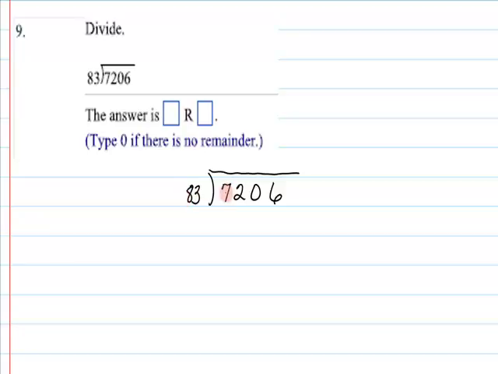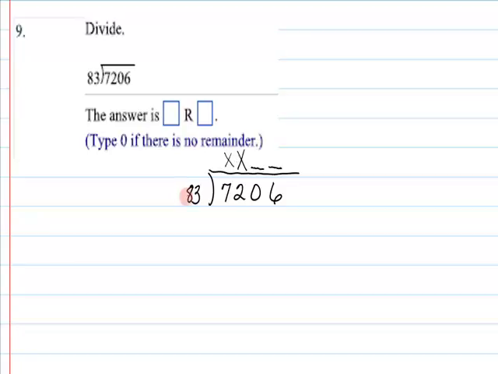Will 83 go into 7? No. So there will be no number in your answer up there. Will 83 go into 72? No, it won't. Will 83 go into 720? Yes. I don't know how many times yet, but it will go in there. So my answer will be a 2-digit number.